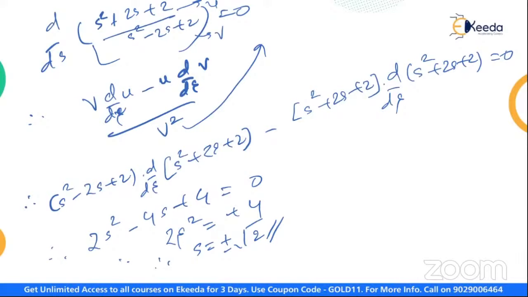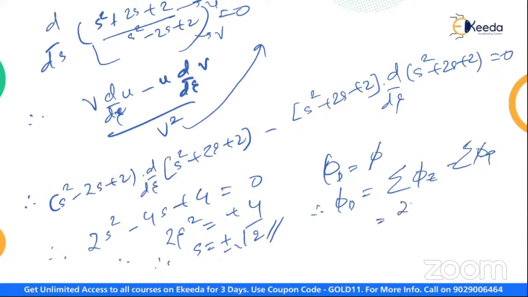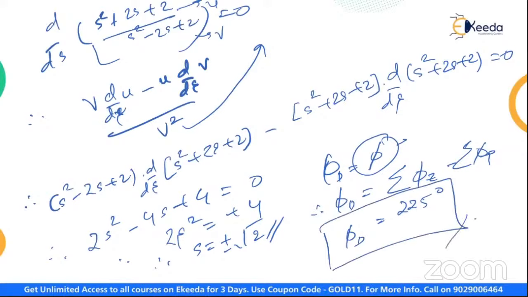So, how do you do that? You know, phi d is nothing but equal to 180 minus phi. Therefore, phi d is nothing but. What is phi? Summation of angles of poles minus summation of angles of zeros. Which is nothing but what, sir? 225 degrees. What is phi? Phi is nothing but angle of G of s. That's it. So the angle which you have already found is nothing but 225 degrees. Therefore, phi d is nothing but 225 degrees.